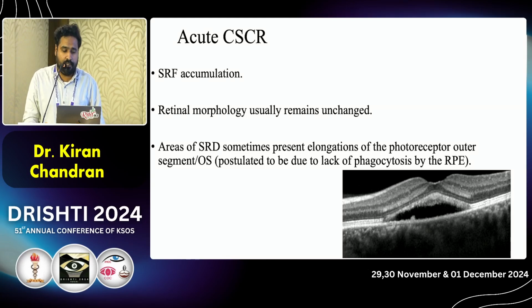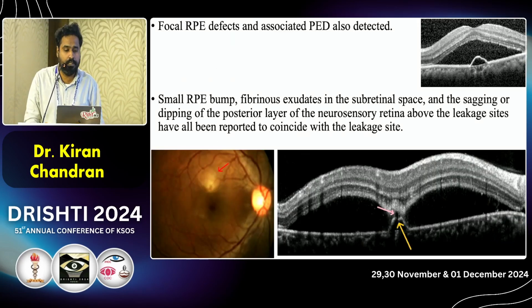In acute CSCR on OCT, you get this picture where there is subretinal fluid collection, and there's elongation of the photoreceptor outer segments, which you can see over here. This happens due to the lack of phagocytosis by the RPE, that is, dysfunctional RPE.